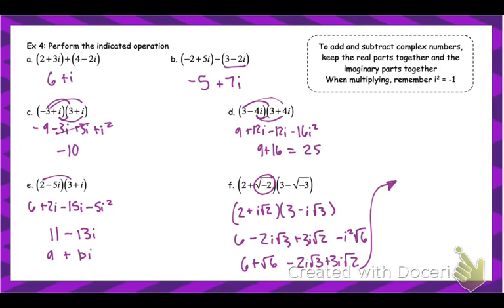What you'd probably see instead, you'd still have 6 plus root 6, but then you'd probably see this written as 3 root 2 minus 2 root 3 i. And that really puts it in that a plus bi form. Now again, it's okay if you leave it in that form in here, but it's just good to know that those two things are equivalent. It's just a different way of writing that answer.